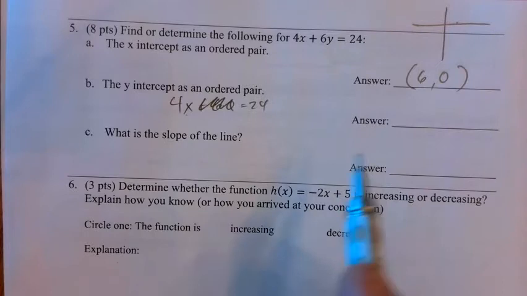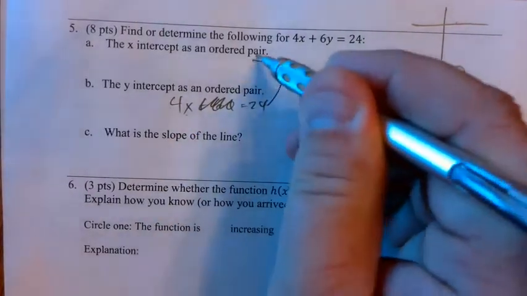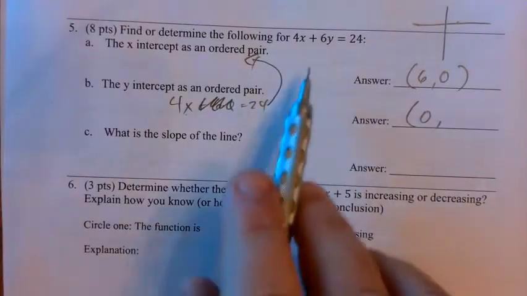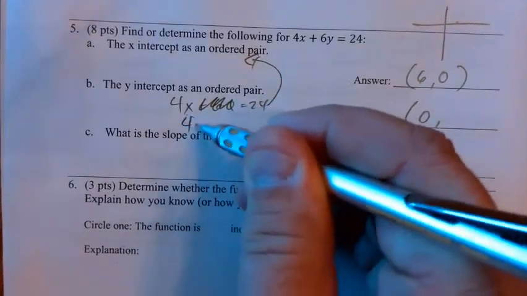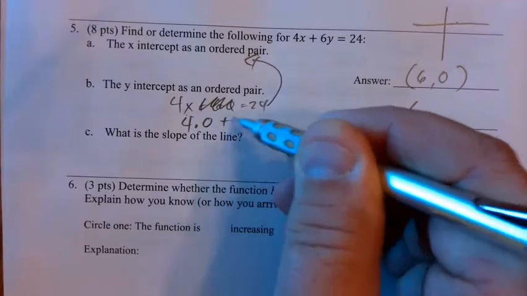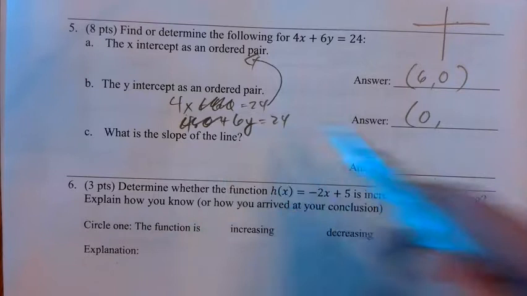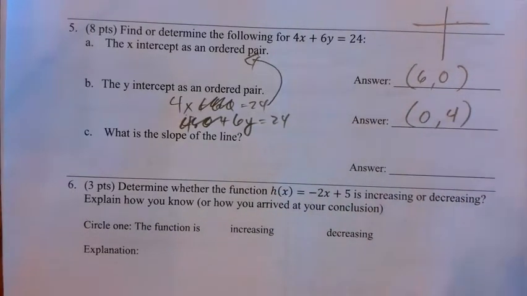The x-intercept, that should have been up here, right? The y-intercept is where x equals 0. So if I put in a 0 for x, I get 4 times 0 plus 6y equals 24. That's essentially gone. 24 divided by 6 is 4.